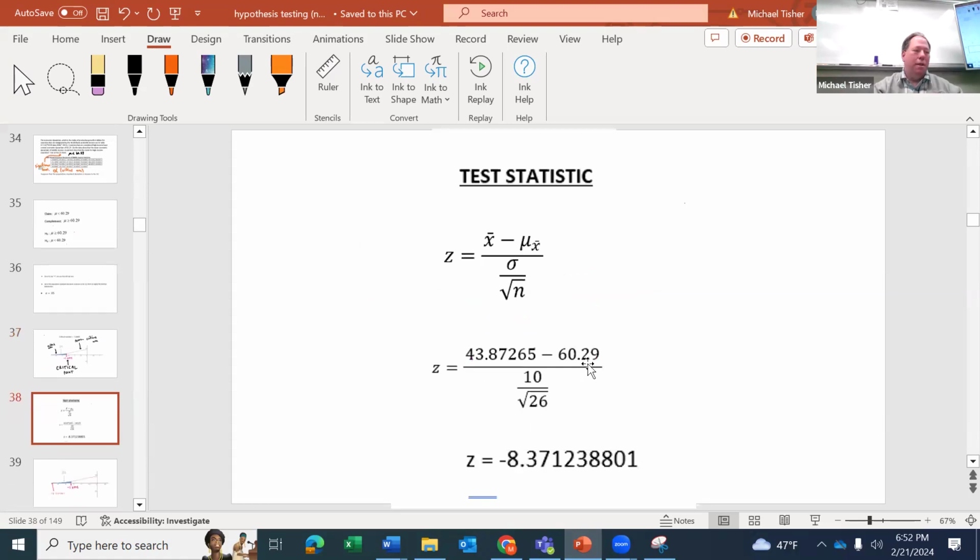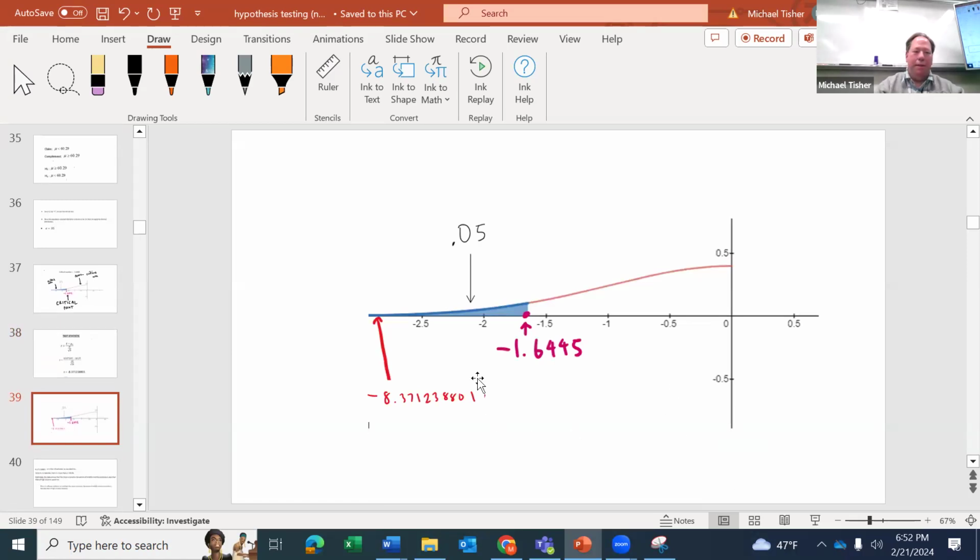All right, so next thing we'll do is get a test statistic, and here's a long formula for that. It's based on the central limit theorem and z-score formula. The test statistic is based on the sample, so we get the sample mean put in there. The mu sub x bar, that's the number in the claim statement, which was 60.29. And then sigma, that was 10. And n is 26 because there were 26 numbers in the data. And we get this test statistic of negative 8.37. And again, this is a very, very long way to do this problem.